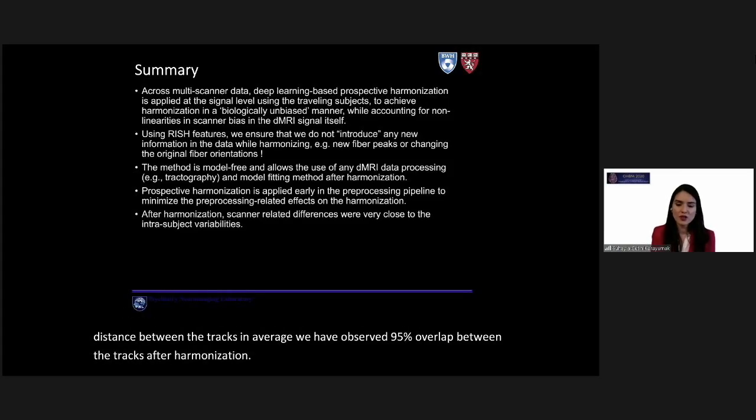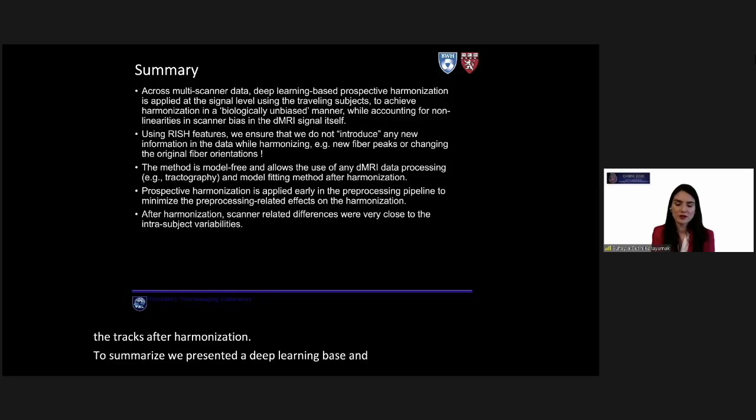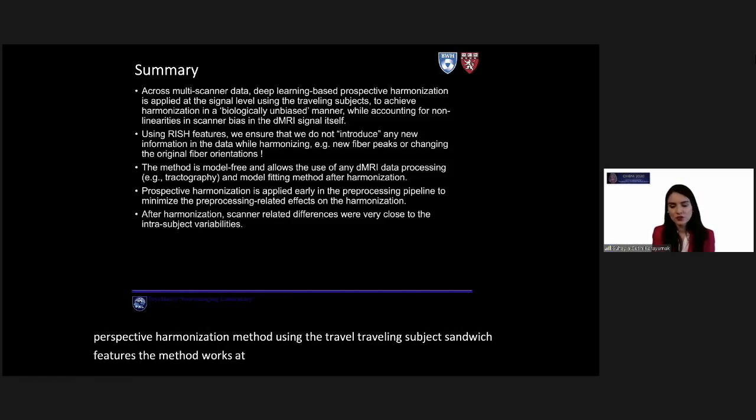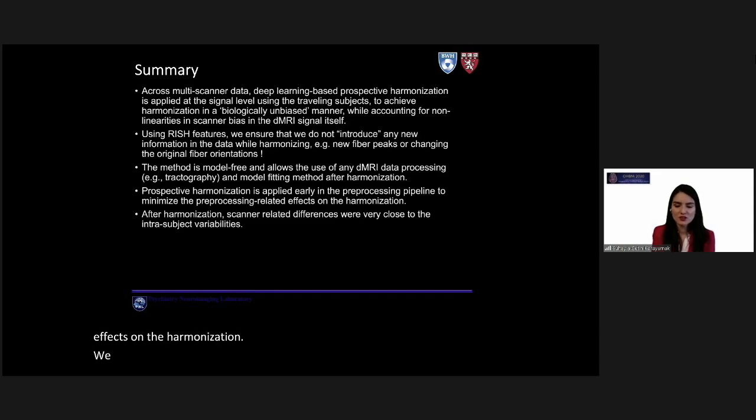To summarize, we presented a deep learning-based and biologically unbiased prospective harmonization method using the traveling subjects and RISH features. The method works at the signal level, and it is model-free, and it is applied early in the preprocessing pipeline to minimize the preprocessing related effects on the harmonization. We also observed that after harmonization, scanner-related differences were very close to the intra-subject variabilities.